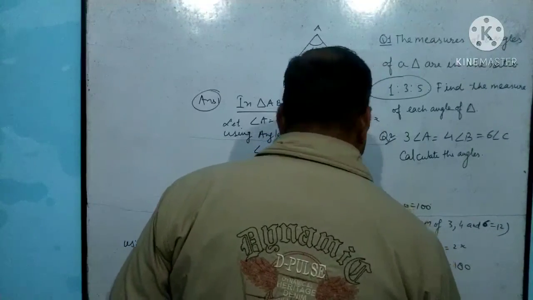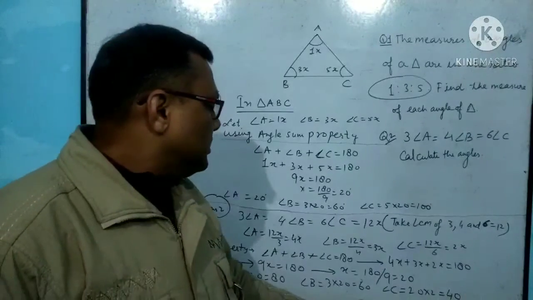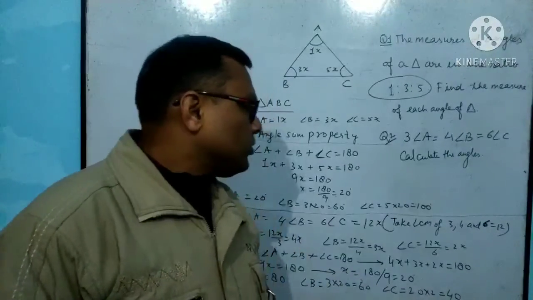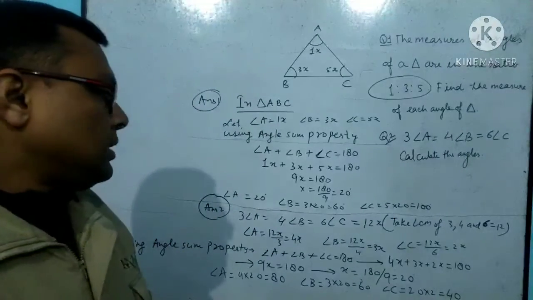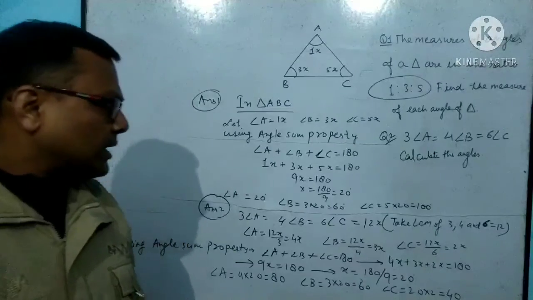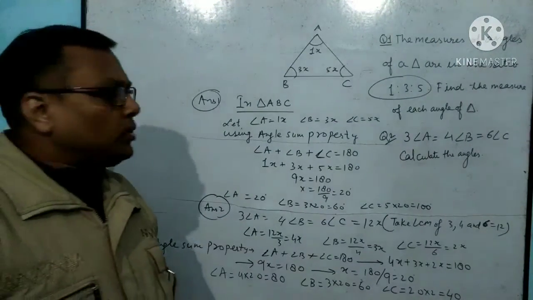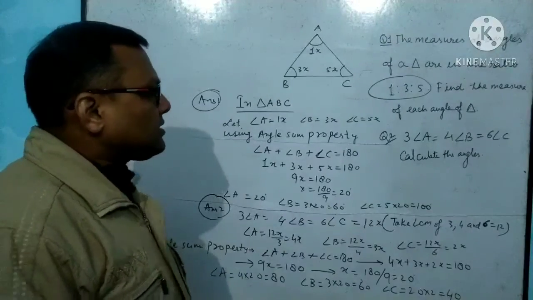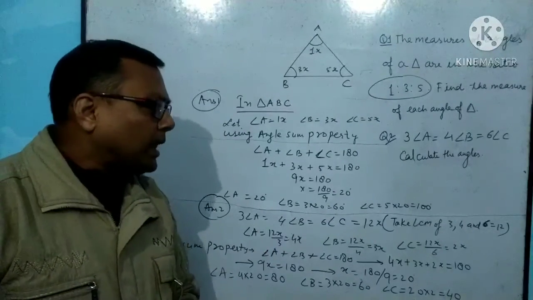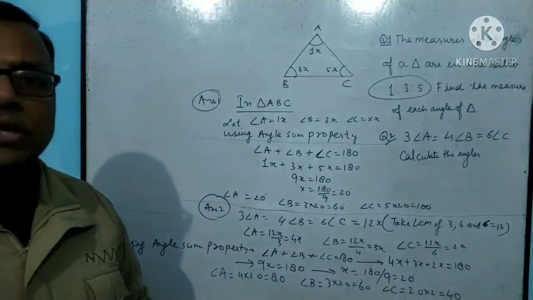And you check if these add up to 180: 80 plus 60 is 140, and 40 more makes 180. So our answer is right. I have verified. So this is the way to apply the angle sum property. I have demonstrated 2 questions. I hope you all have understood how the property is going to be applied. Now I hope you will do the rest of the questions yourself.